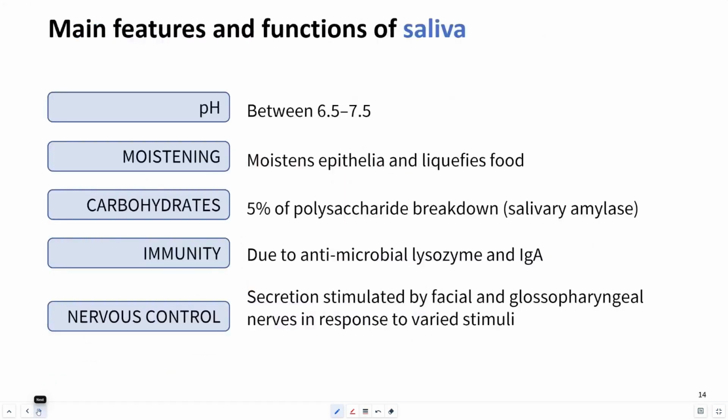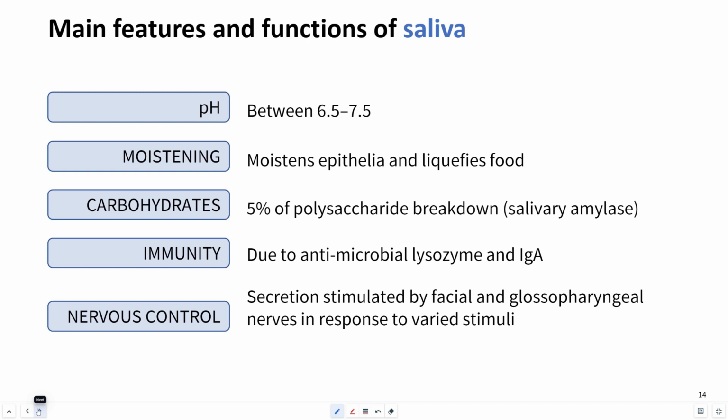The main features and functions of saliva. The body produces about 1 to 1.5 liters of saliva daily. Saliva consists of mostly 99% water, and the remainder are solids like the salivary amylase. The pH ranges from about 6.5 to 7.5.